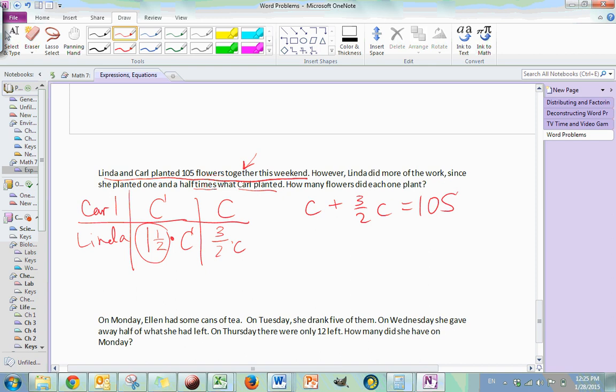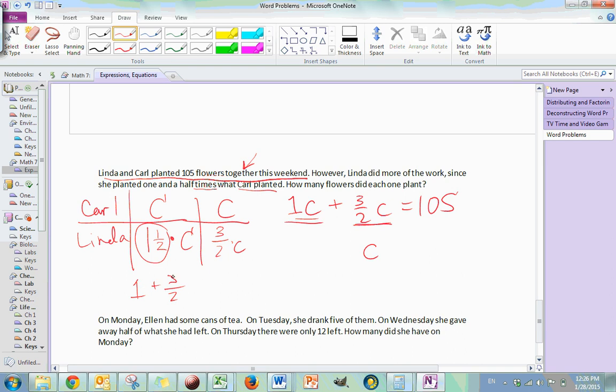Okay, at this point, I need to combine like terms. I have a term with C and a term with C. But this one doesn't have a coefficient. Well, it does, but it's kind of invisible. So if I just have C, I should know that's 1C. And so if I have 1C and 3/2 C, I know that I just need to add 1 and 3/2 to get the total number of C's that I have.